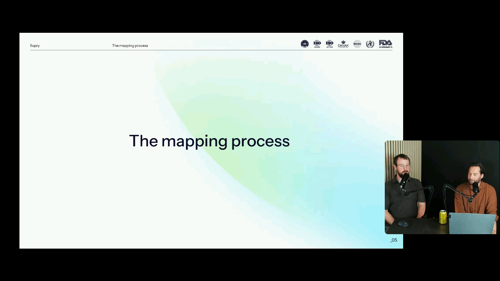So starting with the mapping process, just to get everyone on the same page, we have a lot of different webinars, and I urge you all to go and look at them if you're interested in temperature mappings. But just to get on the same page in terms of what the mapping process is, we have a few slides on that.